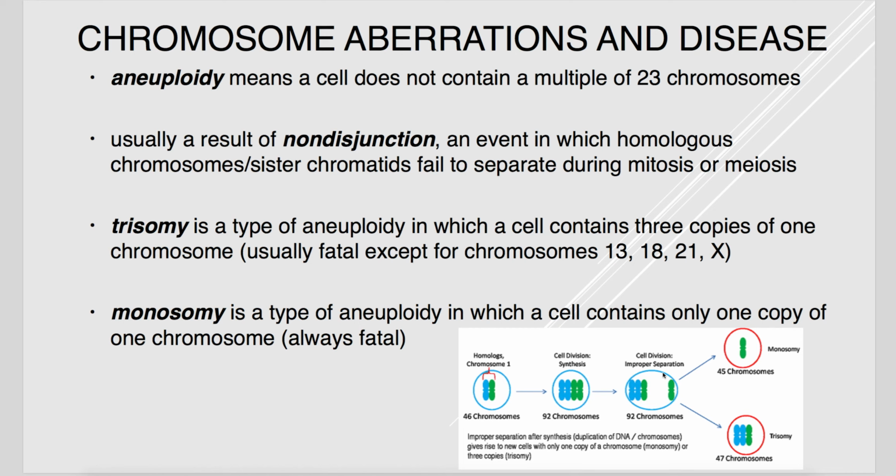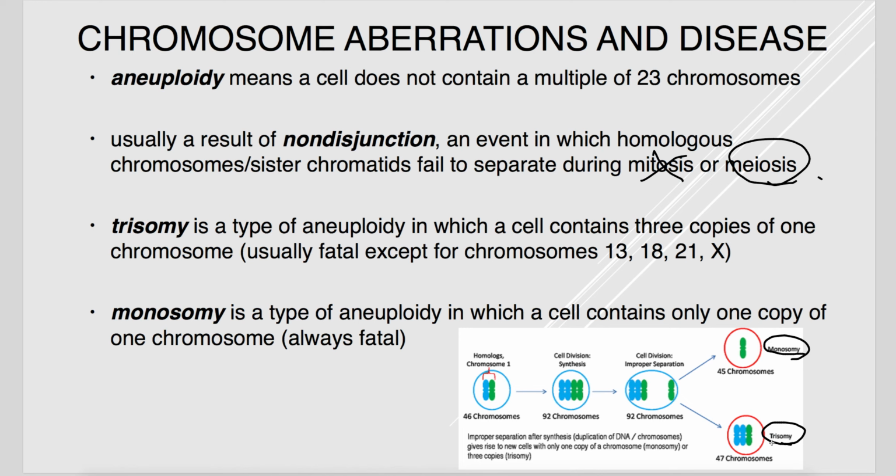These do not have a multiple of 23 chromosomes, and this is typically a result of non-disjunction. Non-disjunction occurs during meiosis. It can occur during mitosis, but we're talking about these inherited chromosome abnormalities. So in a normal cell, you have 46 chromosomes. You have to replicate all of them before you split them into new cells, so 92. What happens is when these chromosomes go to split into the new cells, one stays attached to the other two, so you get 3 chromosomes in one of these cells and 1 in the other.